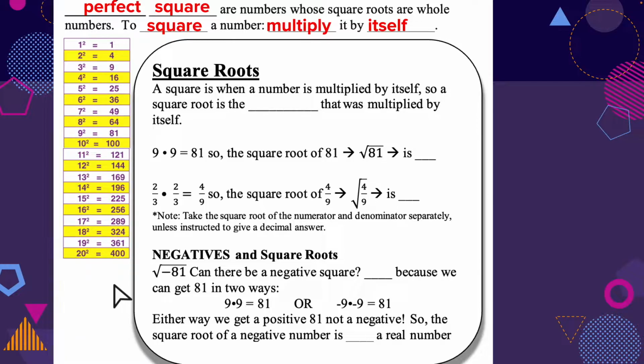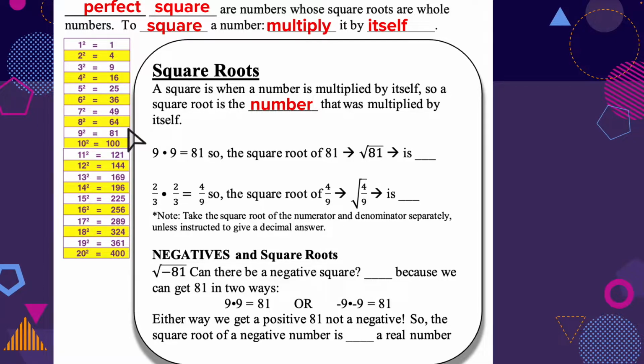All right, so square roots are kind of the opposite of a perfect square. When I'm asking you what a square root is, it is a number that is multiplied by itself. So a square root is the number that was multiplied by itself, right? Because a square is multiplied by itself, and the square root is the number that was multiplied by itself. Now that sounds funny. It's kind of like multiplication, division. We're going back and forth here a little bit.